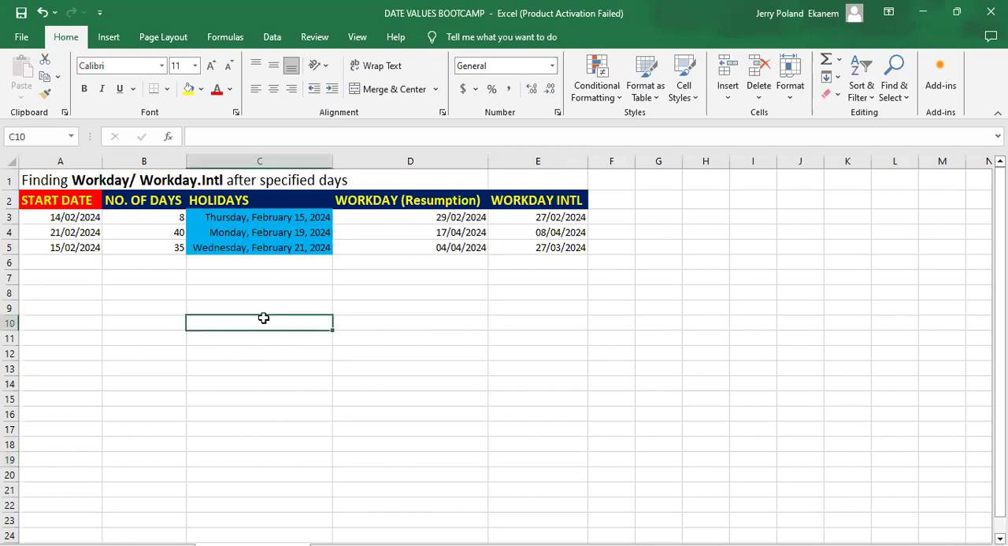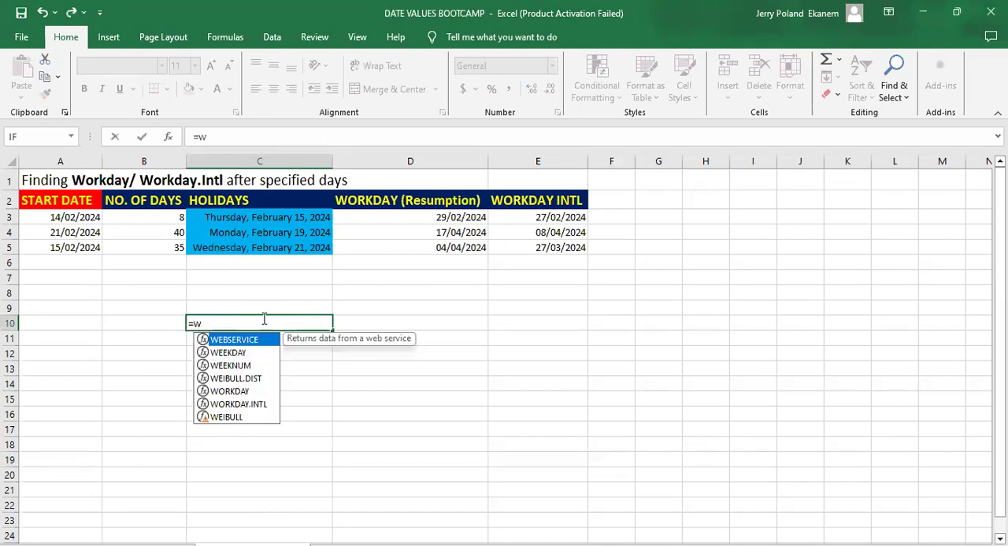So we'll be talking about the Workday and then the Workday International functions now. These two functions are very beautiful and important functions we use especially in the HR department. But first of all, let us see what the definition of the Workday function is.